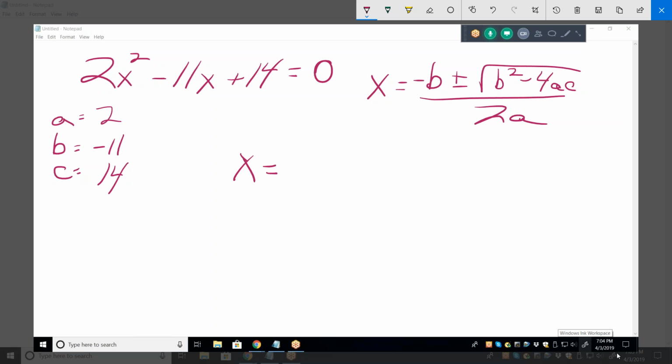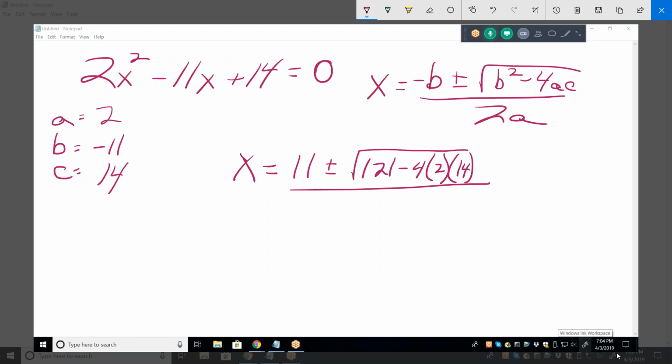All right, so it would be 11 plus minus square root of 121 minus 4 times 2 times 14. And all over? All over 4. Or 2 times 2. Yeah, no, it's okay to do that one in your head.